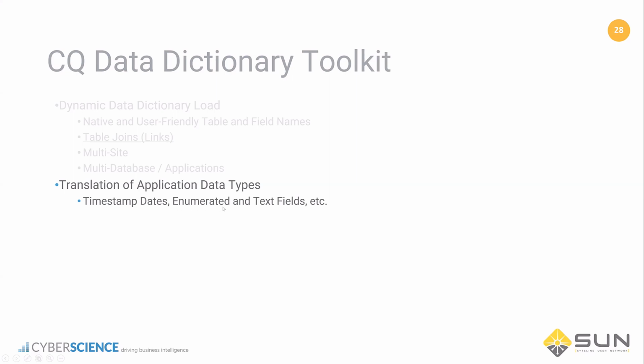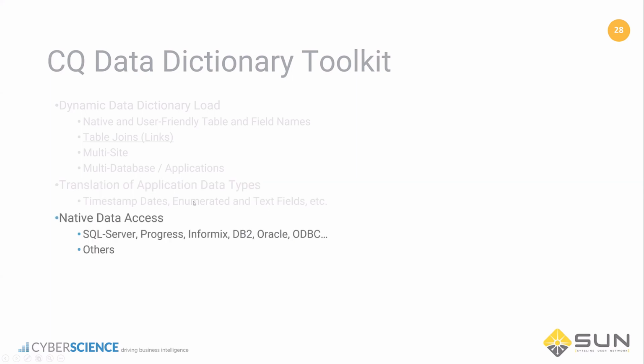We also handle all the enumerated and text fields, all the notes fields within SyteLine. And then again, the reason the system is so fast is we're making direct calls to the native data source, whether it's CSI in the cloud, whether it's SQL Server, Progress, Informix, DB2, Oracle, any ODBC data source like Excel or Access. We even support flat files, index files. So pretty much any data you're going to run into, you can access with Cyberquery. You can also combine that data with your SyteLine or CSI data very easily.